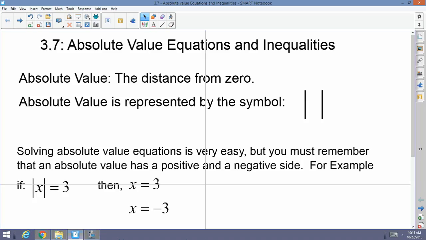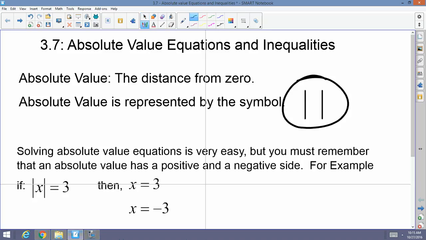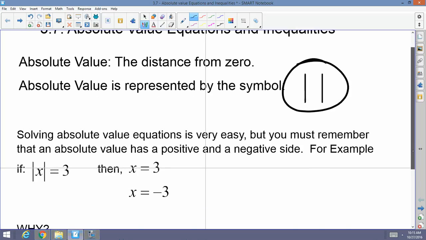Today we're going to talk about absolute value equations and inequalities. And absolute value, guys, is the distance from zero. Being that it is a distance, it is a positive value. Always remember that, please. Absolute value is represented by the symbol shown here. It looks like two parallel lines. Whatever's inside of that symbol comes out as a positive.